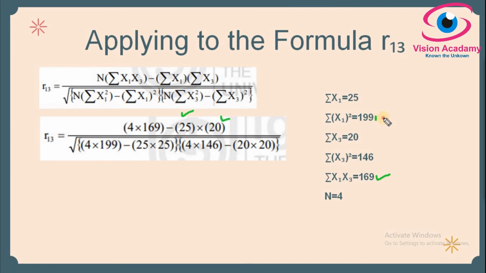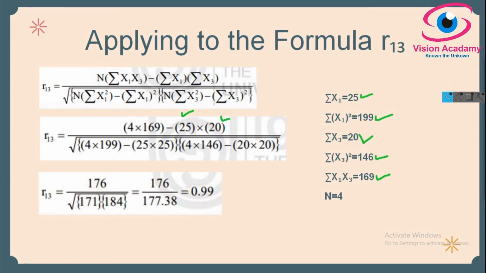Summation x1 square is 199 minus summation x1 whole square, which will be 25 into 25, into 4, the number of observations. We have 4 values in each variable, into 146. 146 is summation x3 square. x3 square is 146 minus summation x3 whole square, x3 is 20, whole square will be 20 into 20. So when we subtract this for the next step, we get the values.